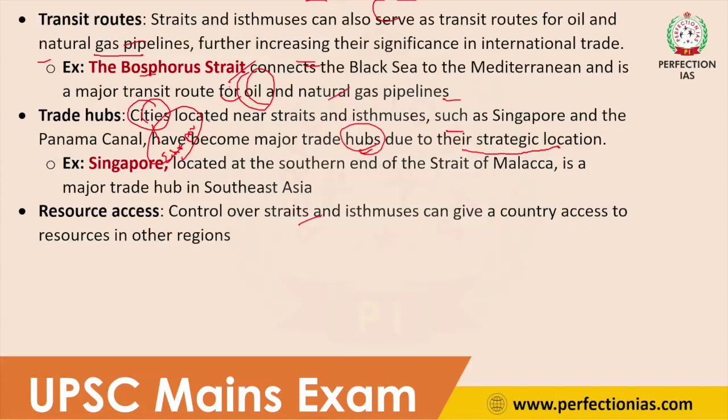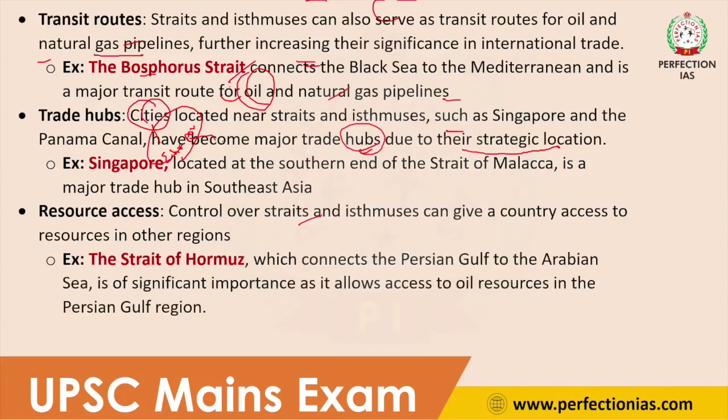The other significance is resource access. Control over the strait and isthmus can give a country access to resources in other regions. An example is the Strait of Hormuz, which connects the Persian Gulf to the Arabian Sea and is of significant importance as it allows access to oil resources in the Persian Gulf. Those countries which control the strait can have the upper hand over accessing the resources of the region. So this is also an important significance.